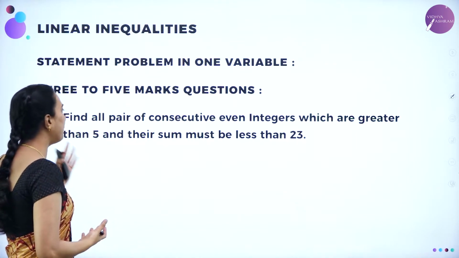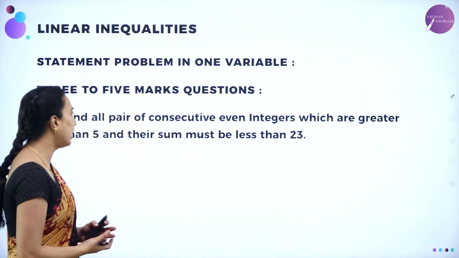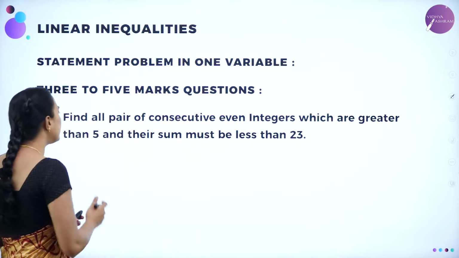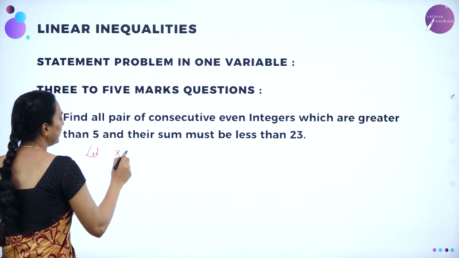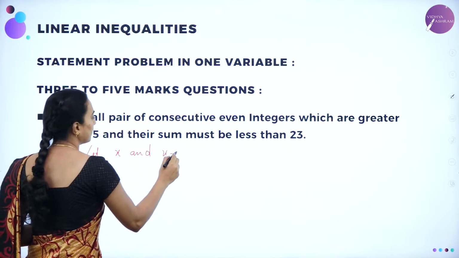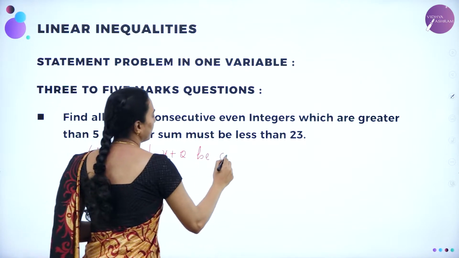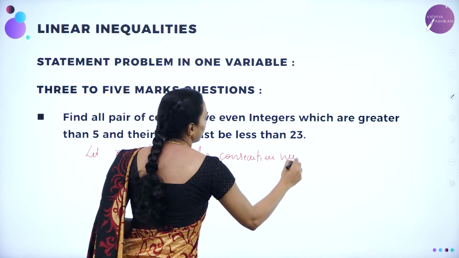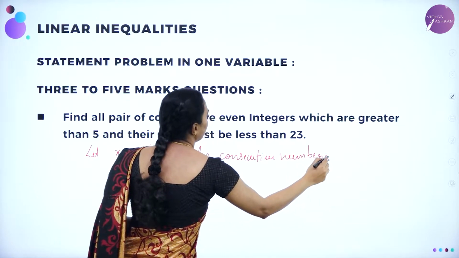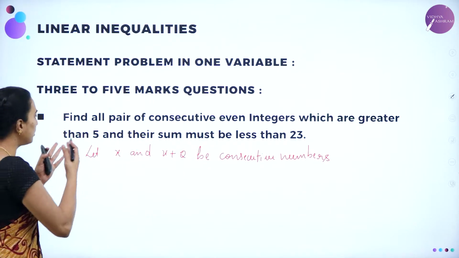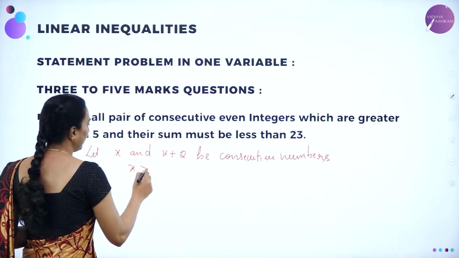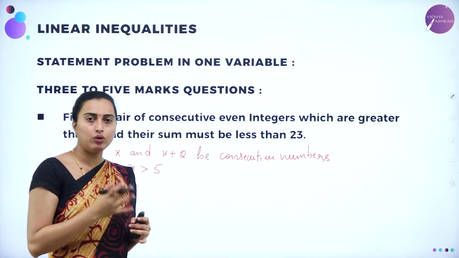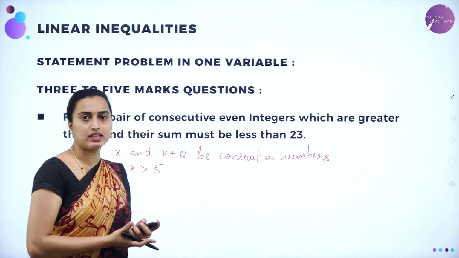Find all pairs of consecutive even integers which are greater than 5 and whose sum is less than 23. Let x and x plus 2 be two consecutive numbers. Both are greater than 5, which means x is greater than 5, and x plus 2 greater than 5 means x is greater than 3. So x greater than 3 is included in x greater than 5.